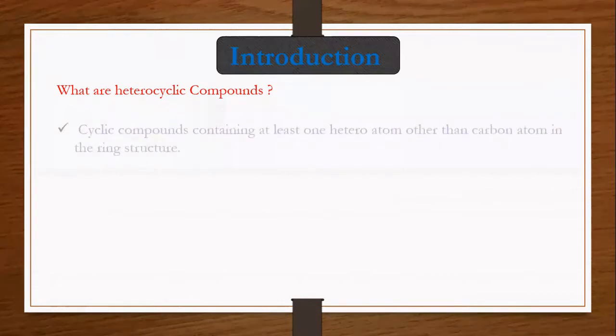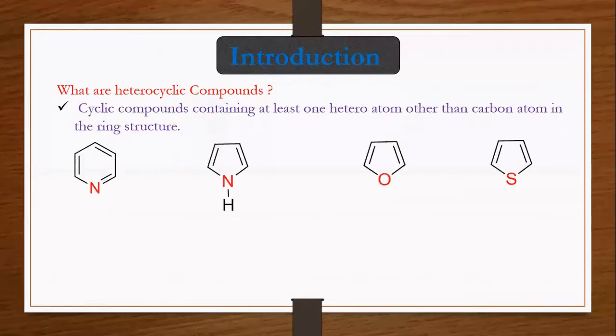Thus, these are some examples of heterocyclic compounds, and you know the names of these compounds. Okay, now first one is pyridine. You learned in SYBSC. This is pyrrole, the furan and thiophene.